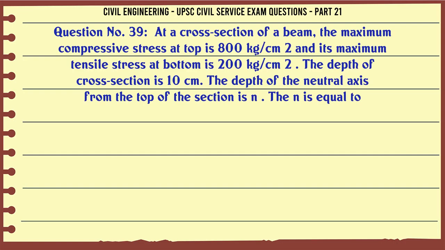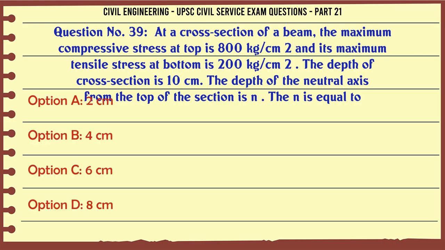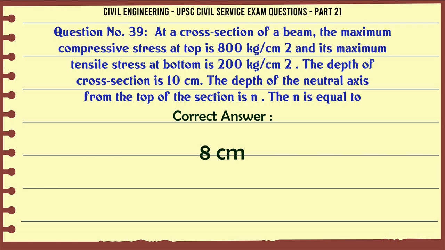At a cross section of a beam, the maximum compressive stress at top is 800 kg/cm² and its maximum tensile stress at bottom is 200 kg/cm². The depth of cross section is 10 cm. The depth of the neutral axis from the top of the section is n. The n is equal to A. 2 cm. B. 4 cm. C. 6 cm. D. 8 cm. The correct answer is 8 cm.